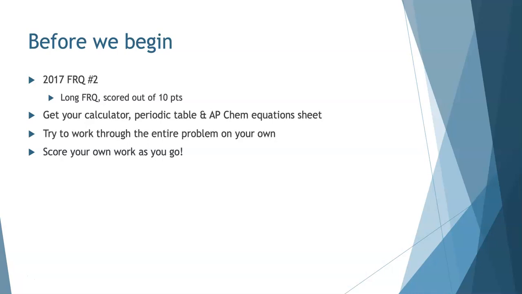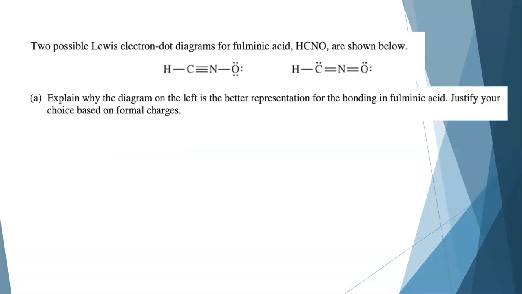So let's jump right into the problem. We're given two possible Lewis structures for fulminic acid. We have a left structure and a right structure. And part A asks, explain why the diagram on the left is the better representation for the bonding in this molecule. Justify your choice based on formal charges.